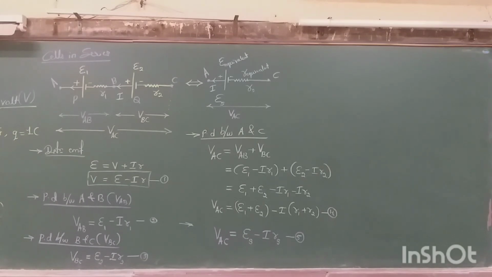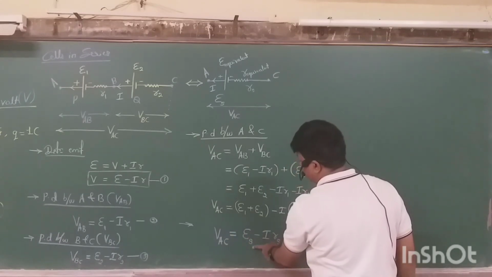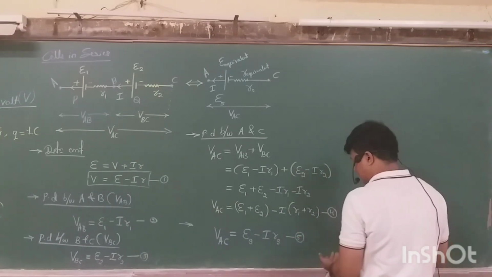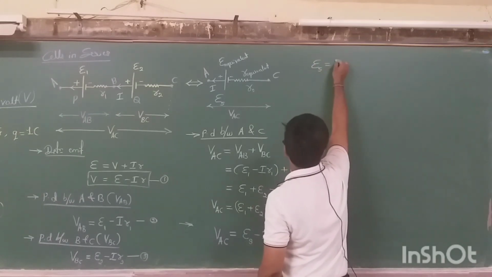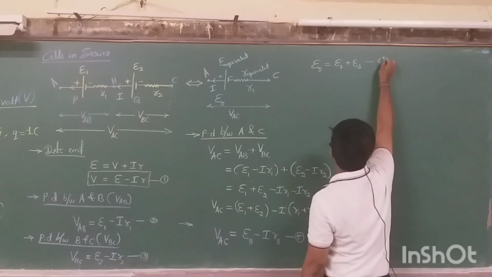Equation number 5. After that, comparing equation 4 and 5. In place of VAC there is VAC. In place of E1 plus E2 there is ES, and in place of minus I into R1 plus R2 there is Rs. By comparing these two expressions, we can write ES is equal to E1 plus E2. This is equation number 6.